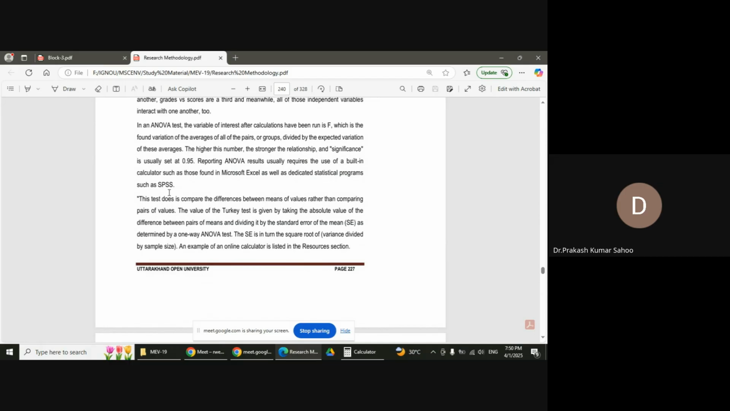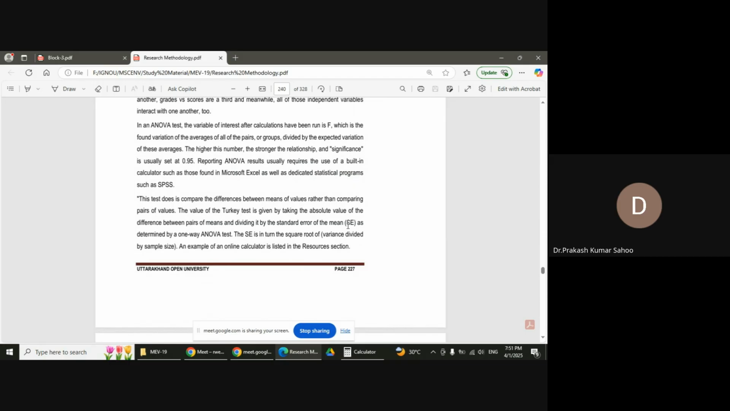What these tests do is compare the difference between means of values rather than comparing pairs of values. So this is not a head to head comparison. This is a comparison between the means of the two values or two pairs. The value of the Tukey test, that is Q, is given by taking the absolute value of the difference between a pair of means and dividing it by the standard error, which is already given in that equation, that is Qs, and it is determined by a one-way ANOVA test.